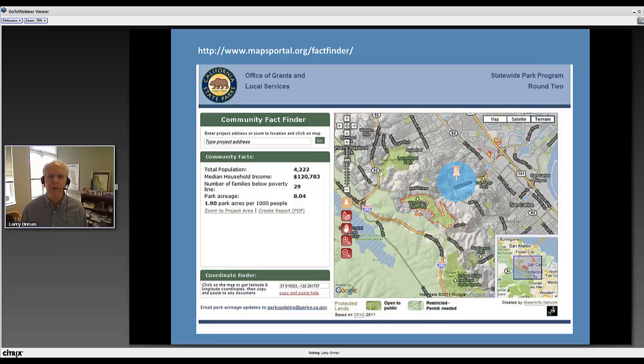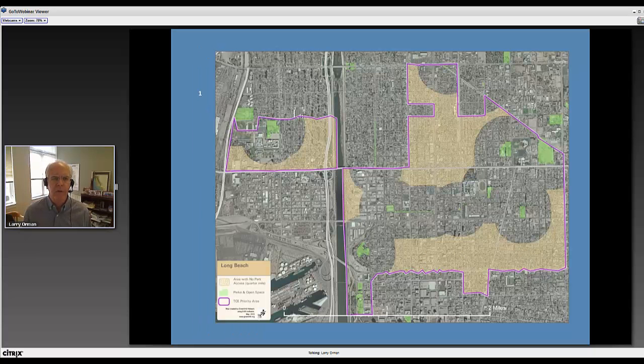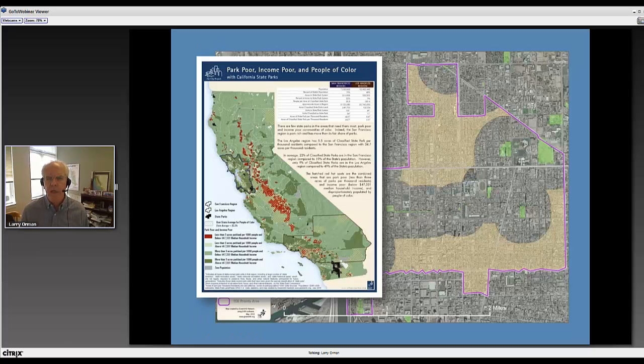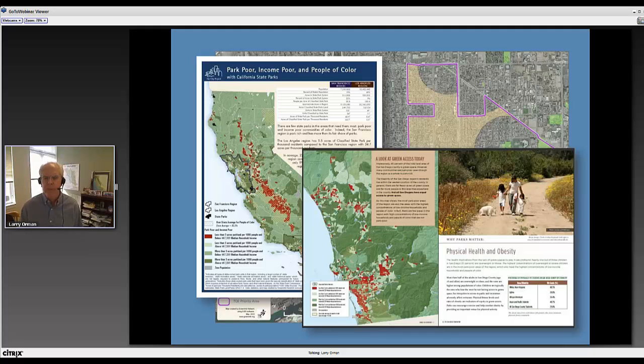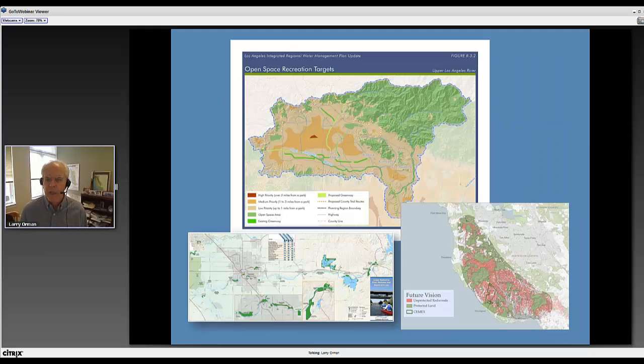People have used it for determining park poor areas. That work can be simple, as in the first image, or it can be more complicated, as in these images here. It's used for a variety of other purposes, whether it's recreation or integrated water management, any number of other purposes, conservation planning, all these things.